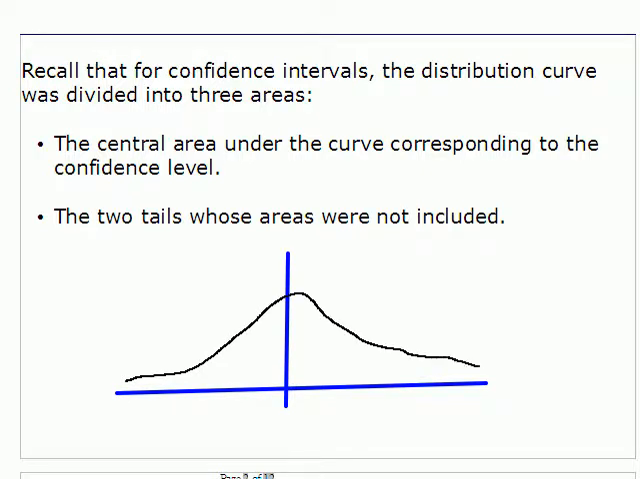Alright, so for the confidence interval, there was a central area under the bell-shaped curve that corresponded to the confidence level. Then on the side, there were tails. And the tails were excluded from the confidence interval.